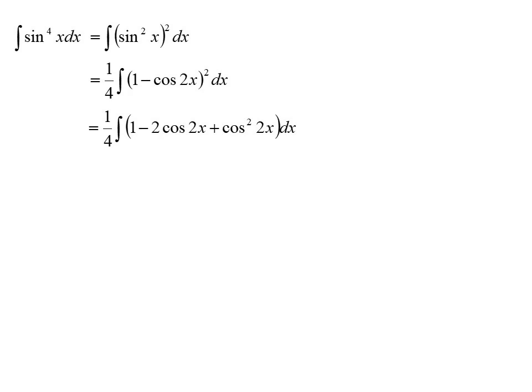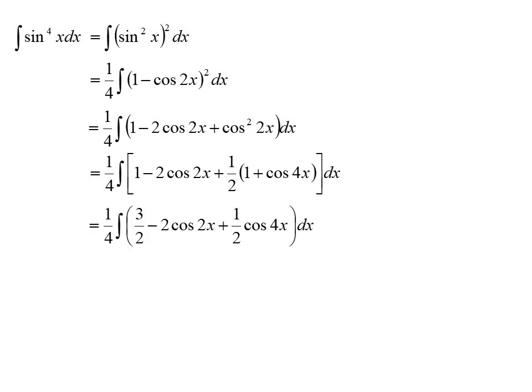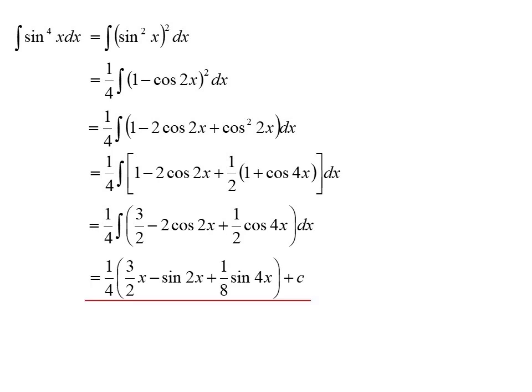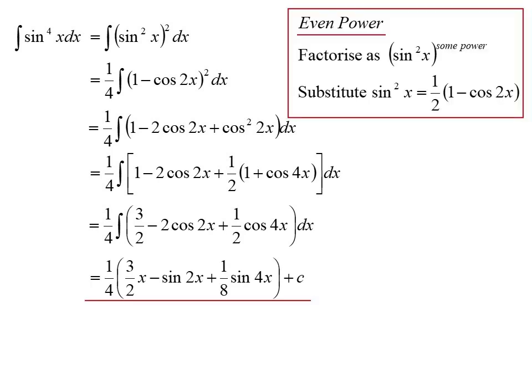So I've got 1, well that's nice, cos, and then the cos squared, I'm going to have to use the double angle result again. But now I've got something I can integrate completely. And there's our answer. So whenever it's an even power, factorize it as sine squared to some power, and then use your double angle result. And you might have to use another technique depending on how high the power is.